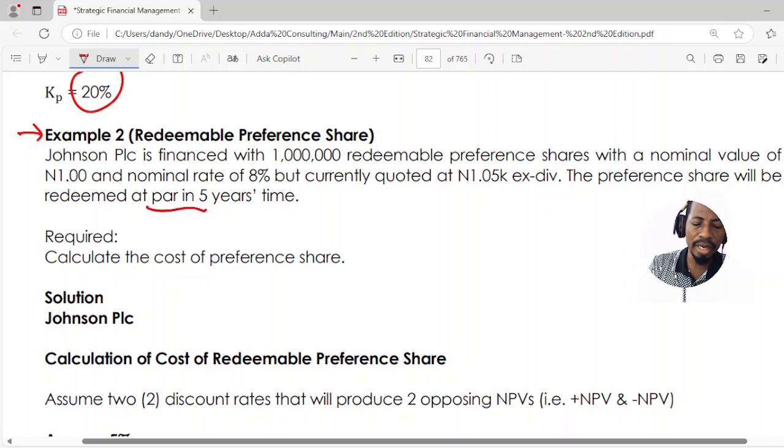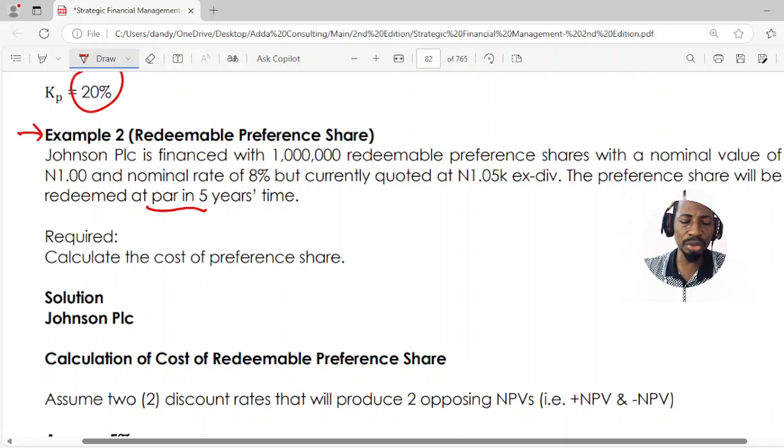Again, the preference share will be redeemable if and only if the redemption date is given in the question. Where you are not given the redemption date, then you compute it as the cost of irredeemable preference share, because the redemption date is vital in the calculation of the cost of redeemable preference share or even redeemable debt. So to solve this question, what am I supposed to do?